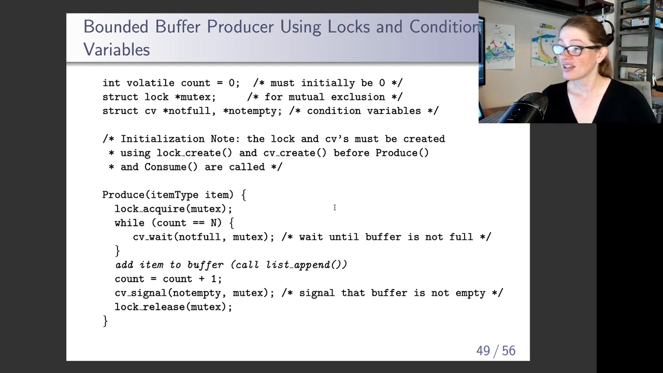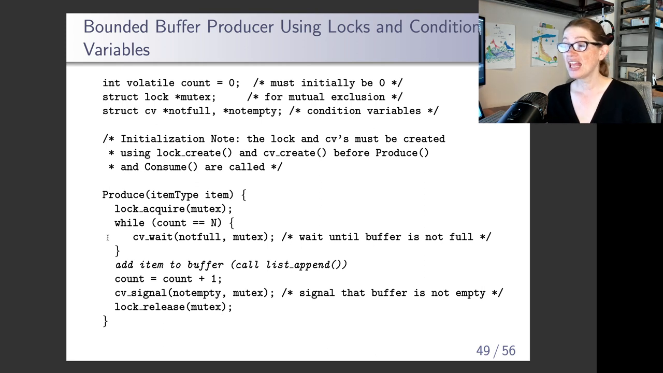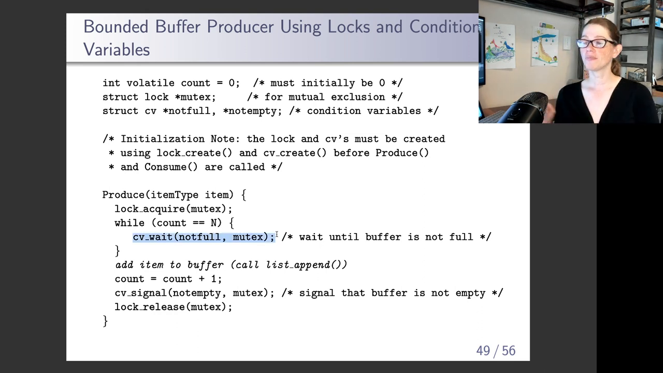All right, so how are we going to do this? Well, we've got one CV for each of our conditions. We've got our mutex, our lock, and we've got our counter. So the producer is going to acquire the lock and check its condition: is the buffer full? If the buffer is full, we call CV wait on not full. That's what we are waiting for.